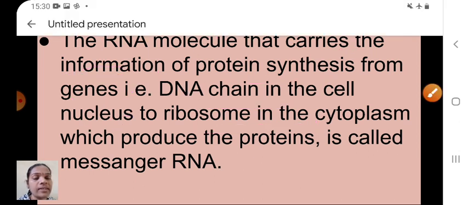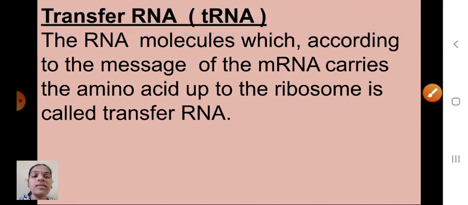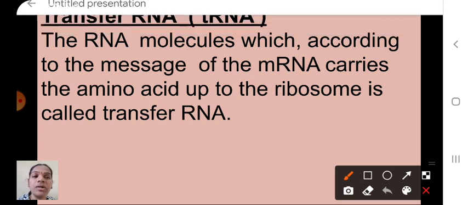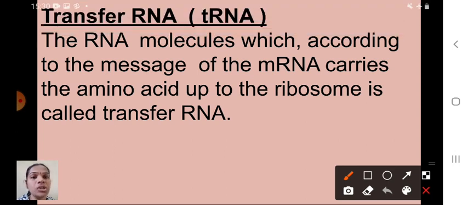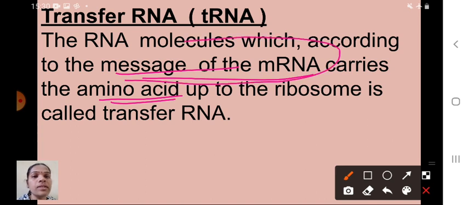The third type of RNA is transfer RNA, that means tRNA. See here, as I told, mRNA carries the message of protein synthesis. So the RNA molecules which, according to the message of the mRNA, carry the amino acids up to the ribosome are called transfer RNA.